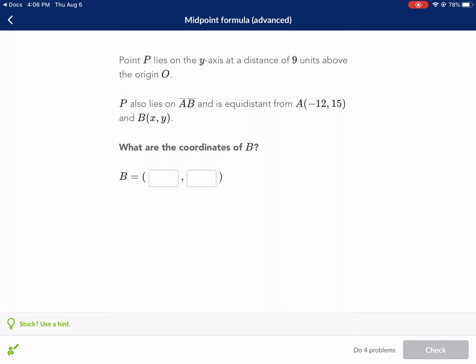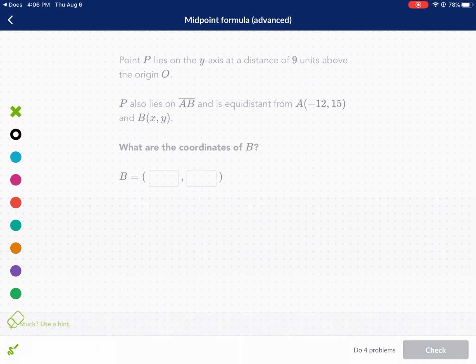Now, if you haven't seen already, if you're not comfortable with midpoint, I suggest you watch my previous video on the midpoint formula for Khan Academy. It goes into the basics because I'm going to be referencing things we've already determined in that video.